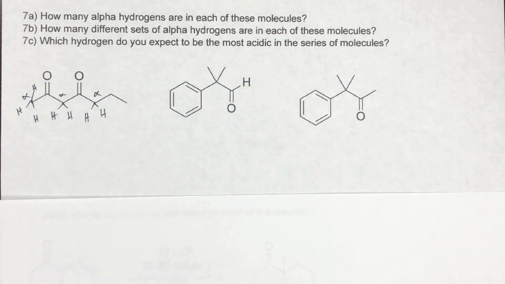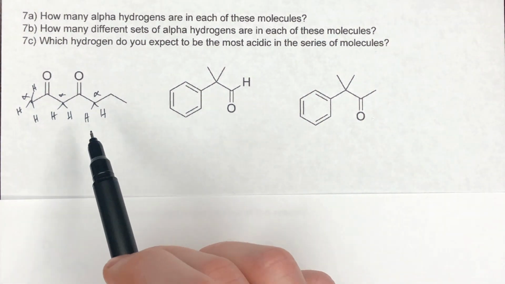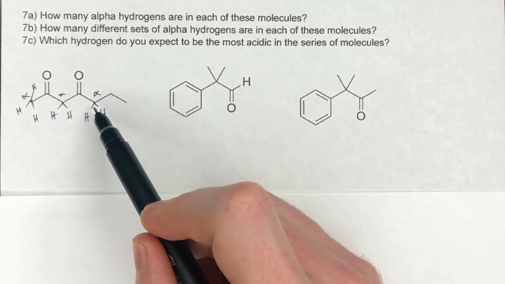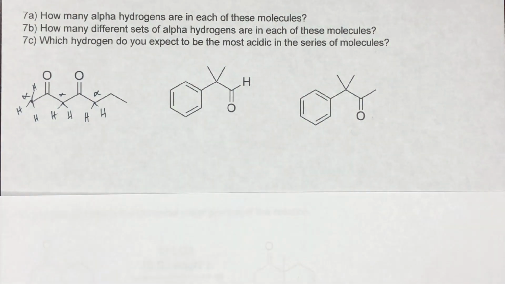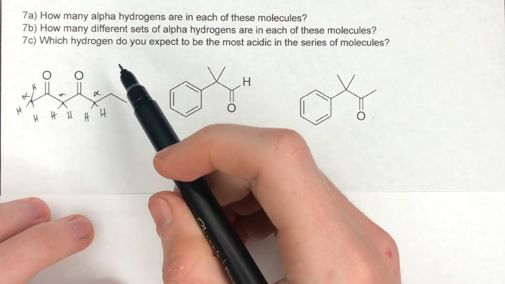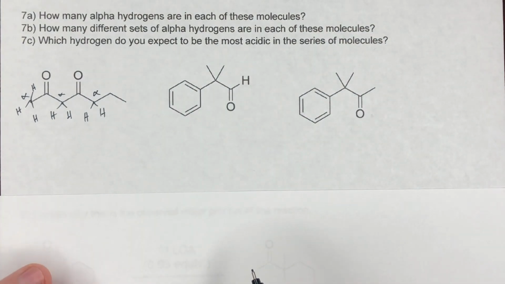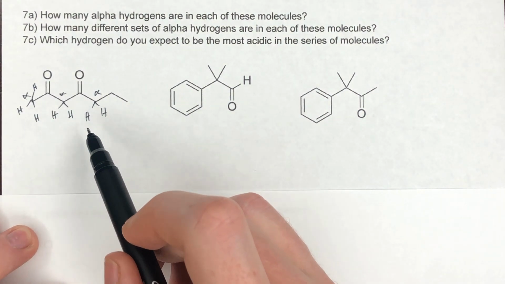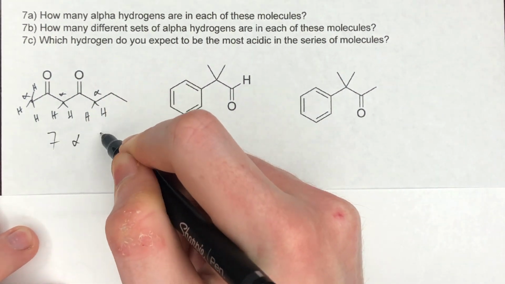So these hydrogens are acidic because if you were to remove that hydrogen, the conjugate base that was formed would be resonance stabilized, because that negative charge could delocalize into the carbonyl, which in turn stabilizes that conjugate base and therefore creates a stronger acid to start with. So because of that, here are all of the alpha positions. The first question was how many alpha hydrogens are in each of the molecules. So in the first one here, there's 1, 2, 3, 4, 5, 6, 7 alpha hydrogens.